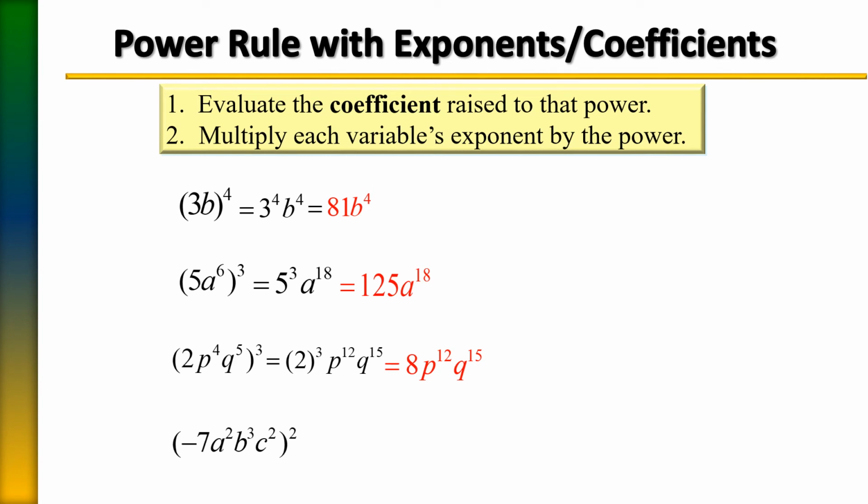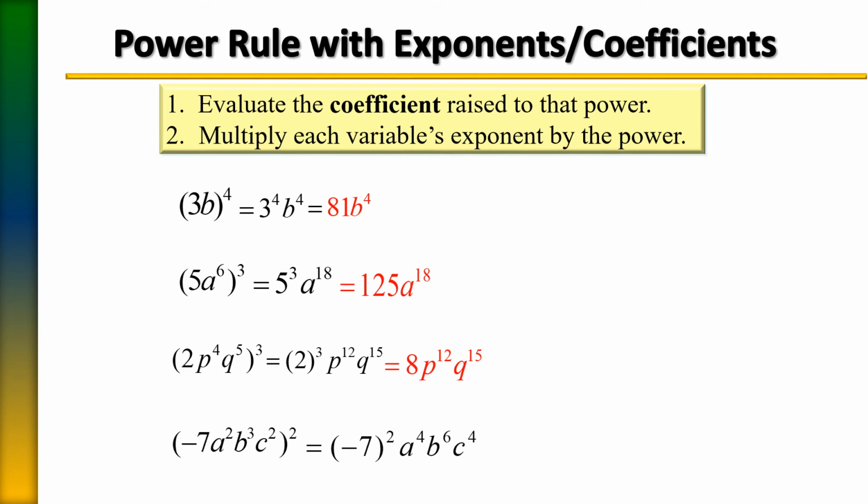Last example, I have -7 raised to the 2nd power. A already has a power. Let's multiply them. 2 times 2, that's going to give me A to the 4th power. B already has a power. Let's multiply them. 3 times 2, that's going to give me B to the 6th power. C already has a power. Let's multiply them, and that's going to give me C to the 4th power.